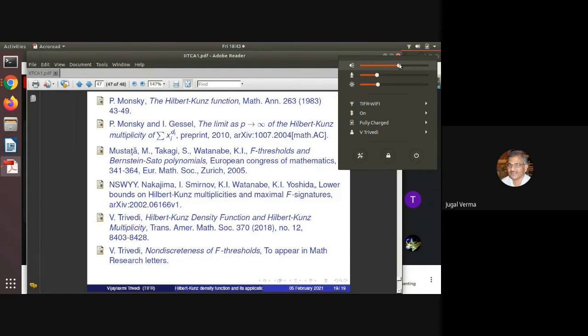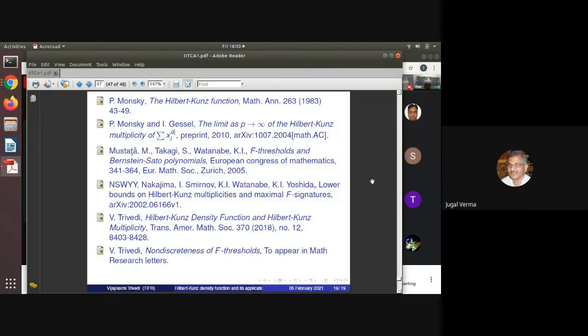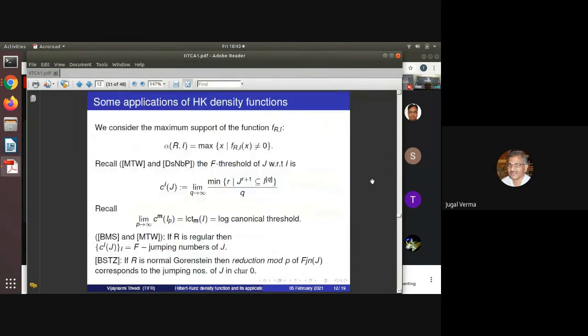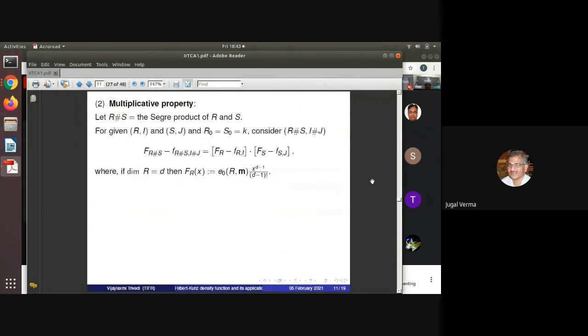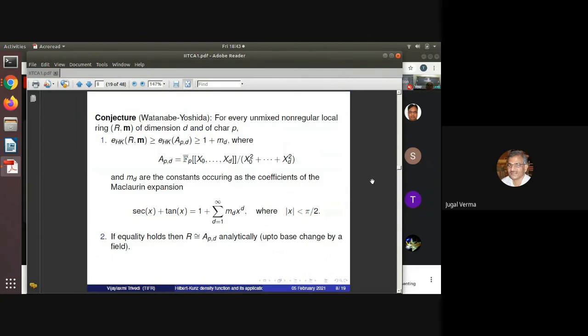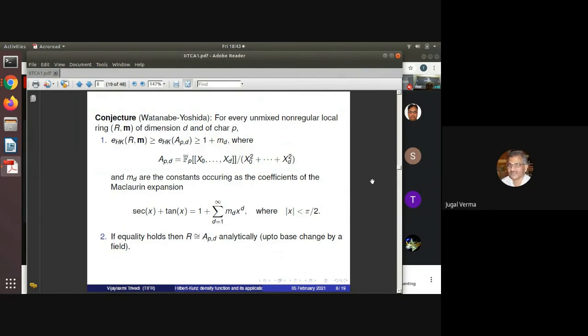Vijaylaxmi, I have a question regarding the Watanabe-Yoshida conjecture. That conjecture is predicting that for non-regular local rings of characteristic P, there may be a notion of minimal HK multiplicity. In characteristic 0, rational singularities have minimal multiplicity. So do you think that if you take a non-regular F-rational ring, it may have minimal HK multiplicity?